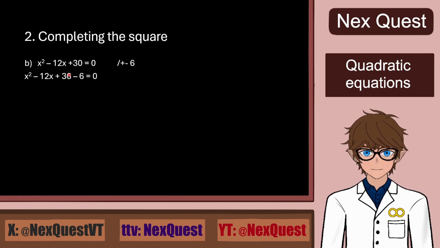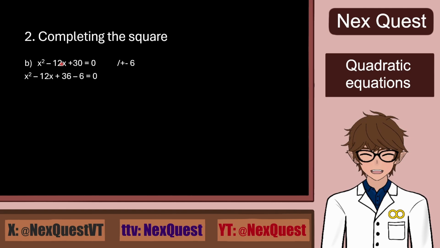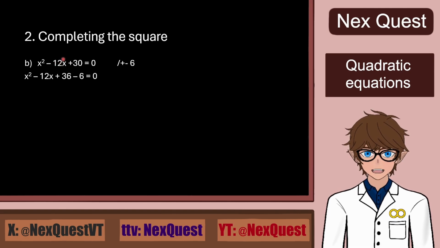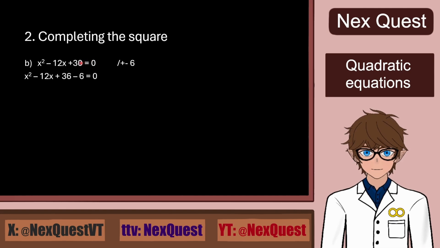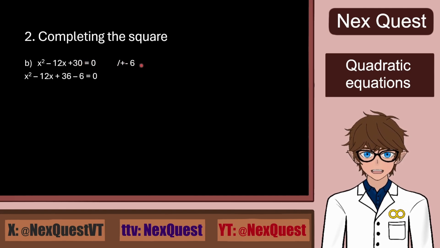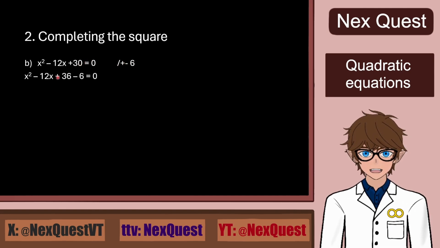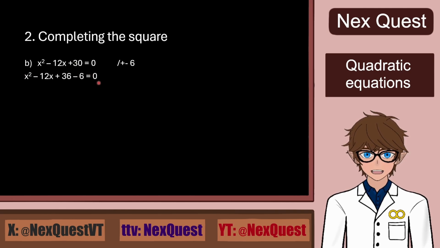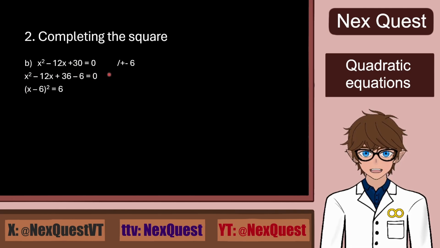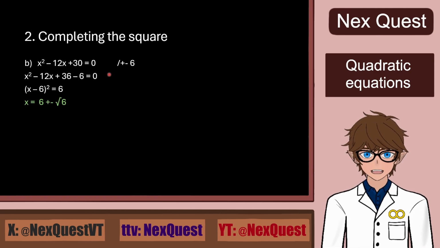Now for the big example, x squared minus 12x plus 30 is 0. We see that 12 divided by 2x gives us minus 6, which squared gives us 36. So if we add and subtract 36, we get 36 minus 6. We get the square on the left, we move the minus 6 to the right, we get 6 on the right. We again apply the root, plus minus, move the minus 6 to the right, we have 6 plus minus square root of 6.